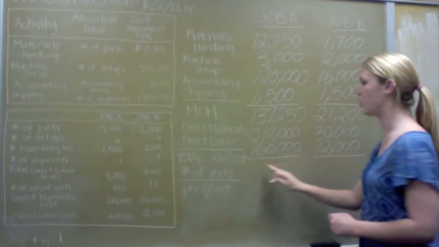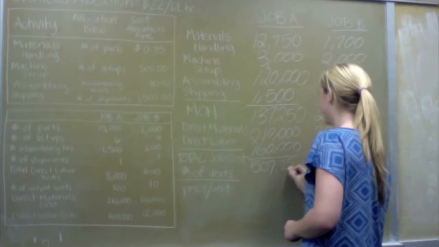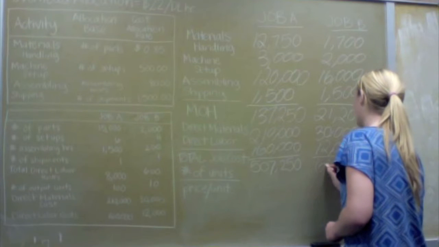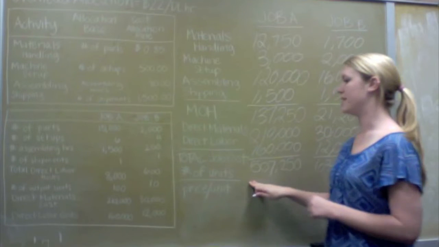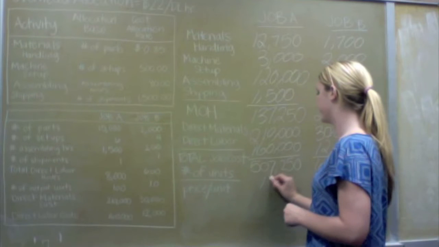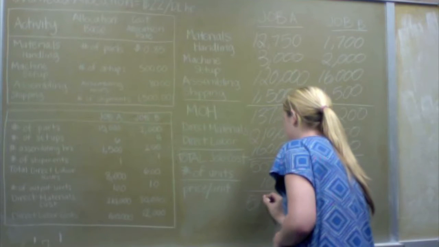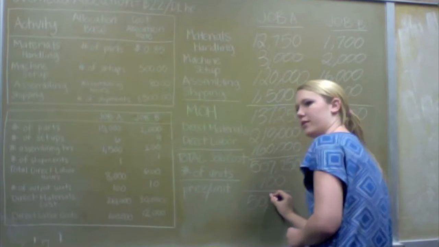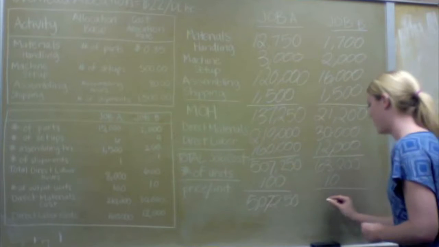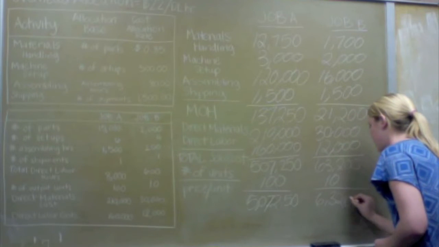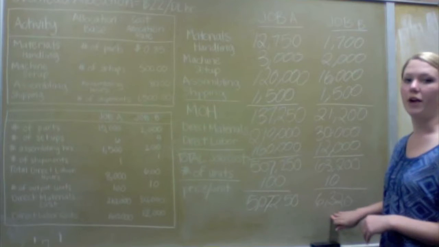Adding those together gives us the total job cost, which for job A is $507,250, and for job B is $63,200. To get the total price per unit, we need to divide these by the number of units, which is given here: for job A it is 100, and for job B it is 10. So we divide those, and we get 5,072.50 for job A. And dividing this by 10 for job B, we get 6,320. So for job A, there's $5,072.50 per unit, and for job B, it's $6,320 per unit.